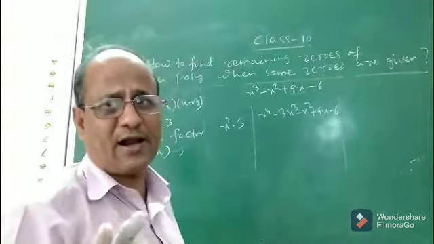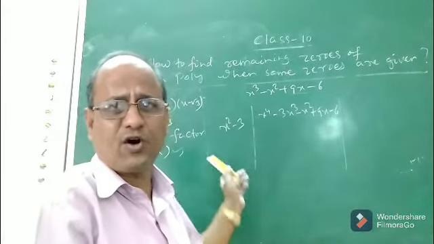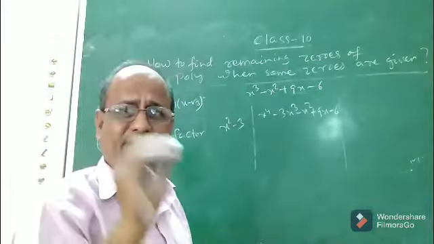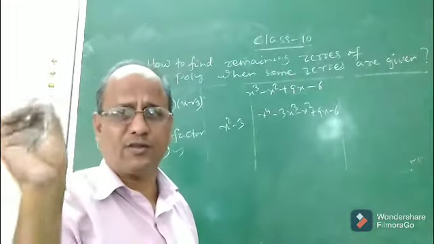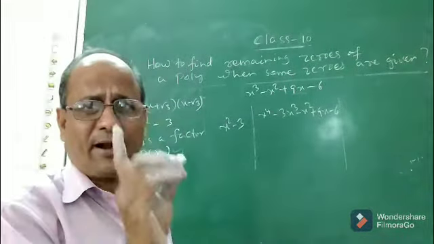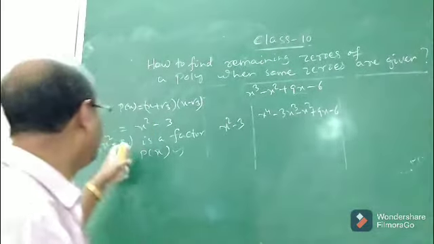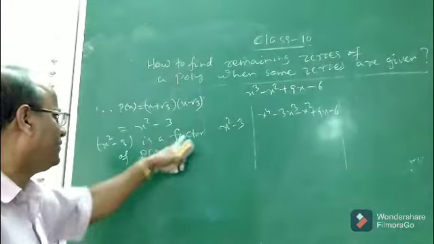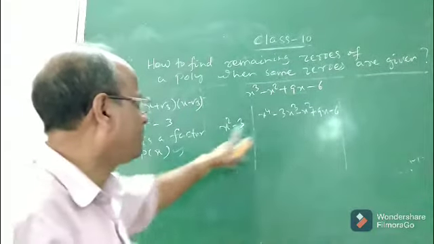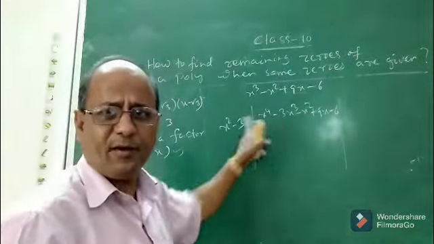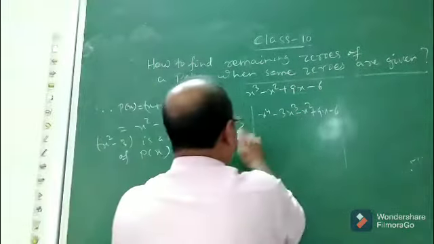So children, try to understand. If two zeros are given, first you apply your factor theorem. Since x equal to root 3 is one zero and x equal to minus root 3 is another zero, you get x minus root 3 as one factor and x plus root 3 as another factor. Now multiply the two, find the product of the two factors. It is x square minus 3. So x square minus 3 will definitely be a factor of p of x, and dividing p of x by x square minus 3, we will certainly get a 0 remainder. Let us do the division.